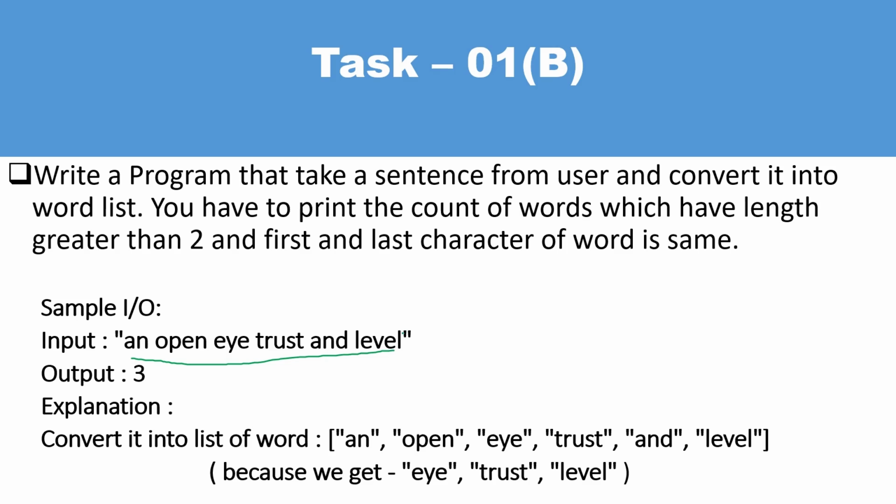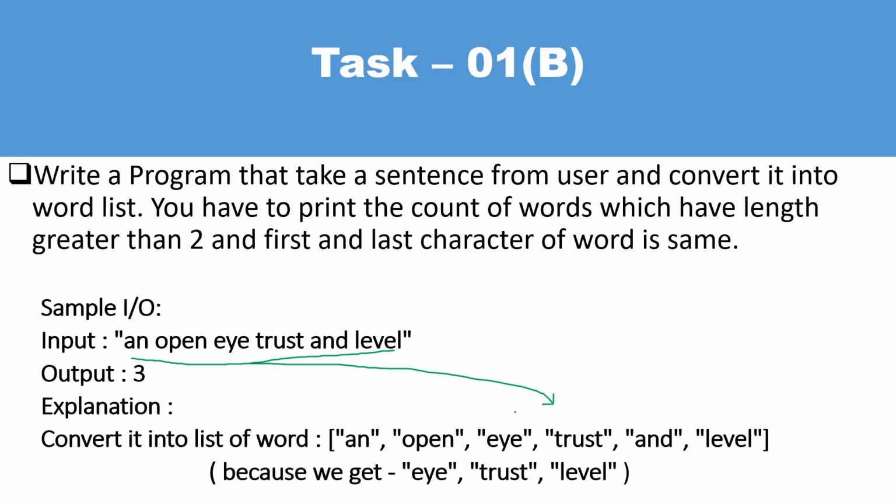So now what you have to do, you have to make a list of words. So here I have made the list. You can see here that this is a list which I made from that. Here you can see the words: an, open, eye, trust and level.